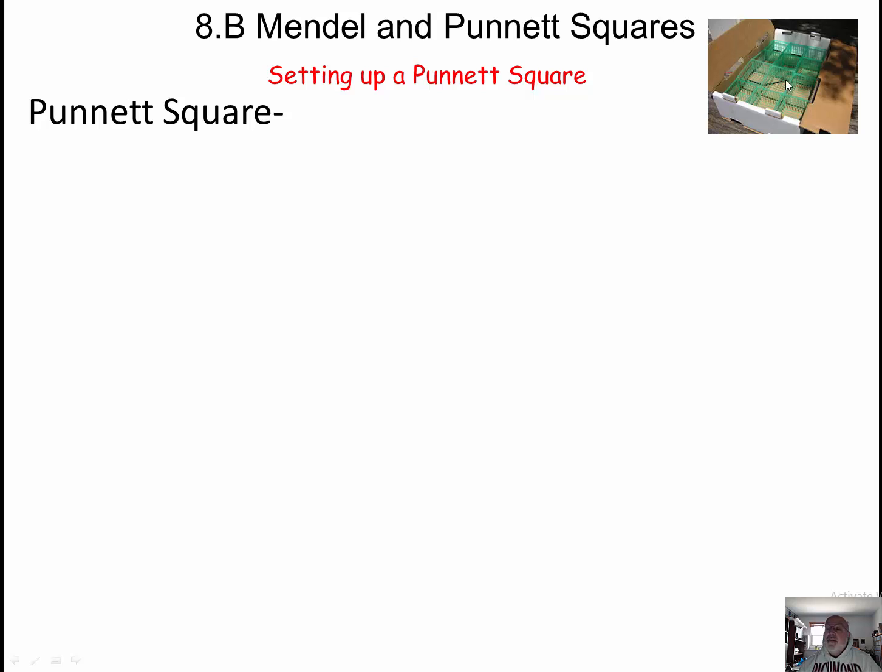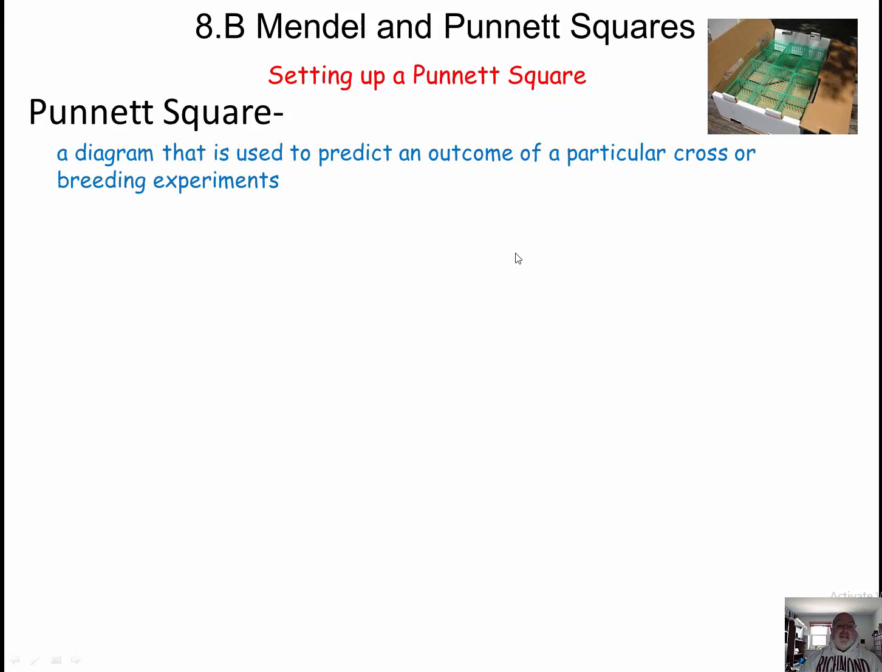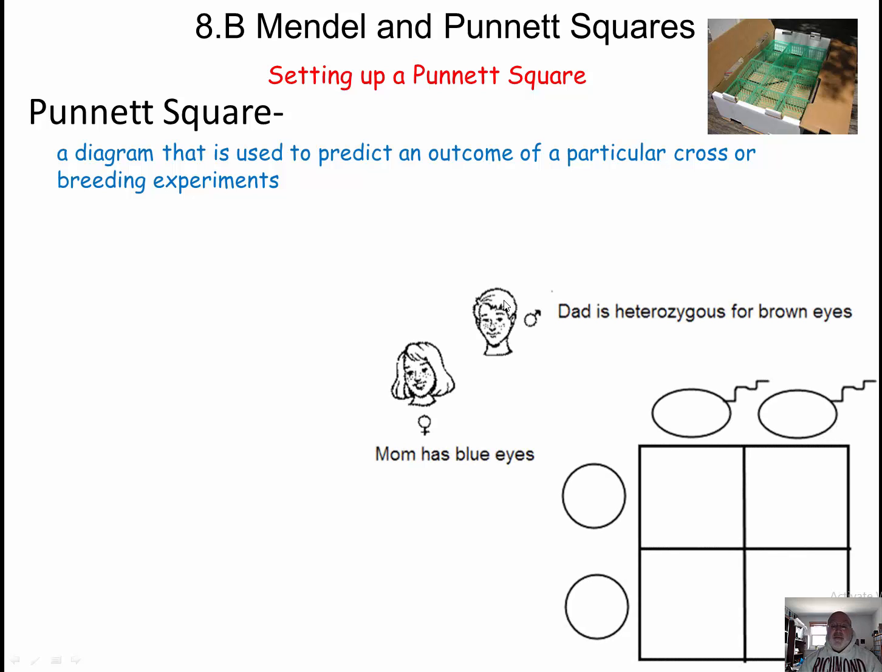Punnett squares. Punnett squares are named after those small little baskets for strawberries and raspberries and blueberries and whatever kind of berries you want to put in there. You can imagine 4 of them, so they were called Punnett squares. This is a diagram used to predict the outcome of a particular cross or breeding experiment. You can do this if you're raising dogs, you can do it if you're raising peas, you can do it if you're raising kids.